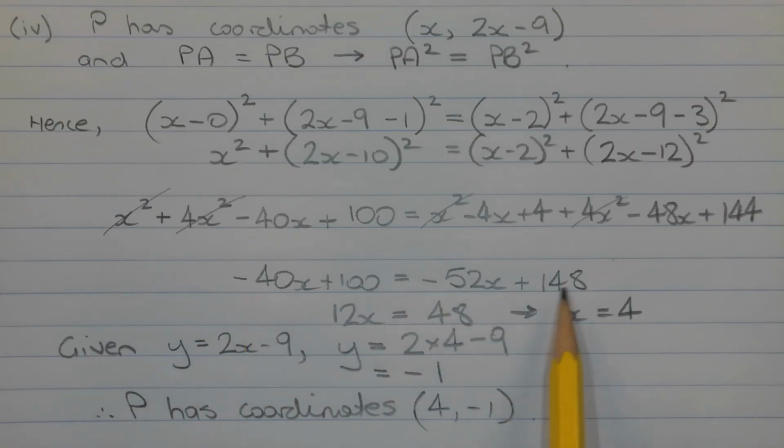So rearranging this equation, again collecting like terms further, we move the x's over to the left-hand side and the constant terms over to the right-hand side. We get 12x is equal to 48, which means x is equal to 4, and that's the x-coordinate of point P, but we also need the y-coordinate. Now, it's given that y is equal to 2x minus 9, and that's the y-coordinate of point P. So given that x is equal to 4, which we just found, y is equal to 2 times 4 minus 9, which equals negative 1. Therefore, point P has coordinates (4, negative 1).